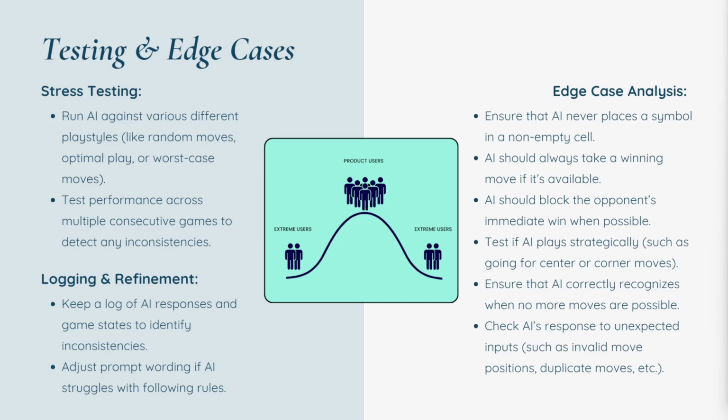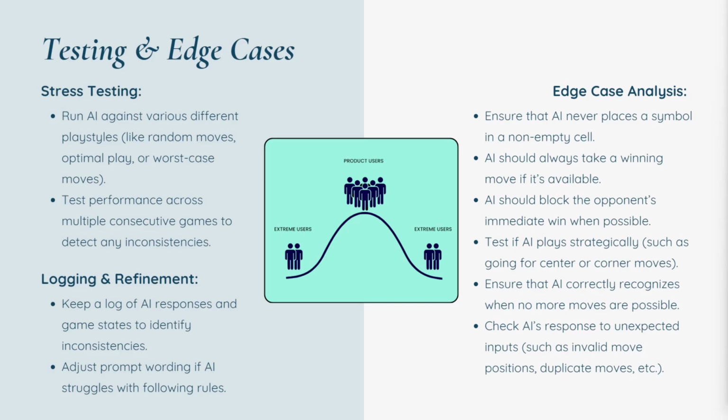Stress testing is crucial for evaluating how well the AI performs under different playing styles and over multiple games. We want to see if the AI remains consistent and behaves correctly no matter how the opponent plays. For instance, we can run the AI against different opponent types. So players that make random moves, optimal players who always make the best choices, or even the worst case scenario opponents who deliberately set traps for the AI. By doing this, we can expose any weaknesses in the AI's logic and refine it accordingly.